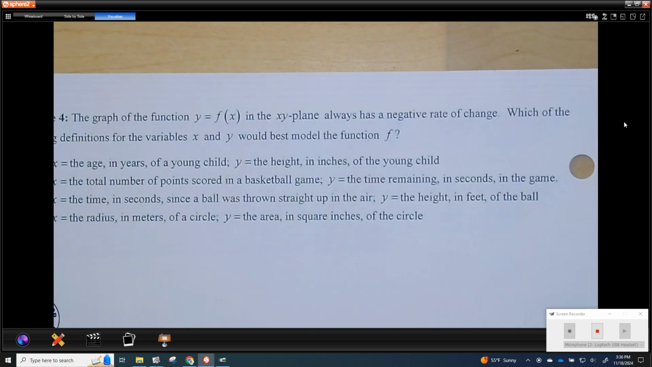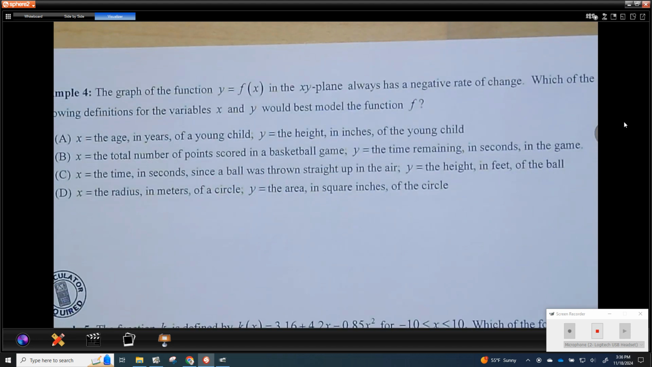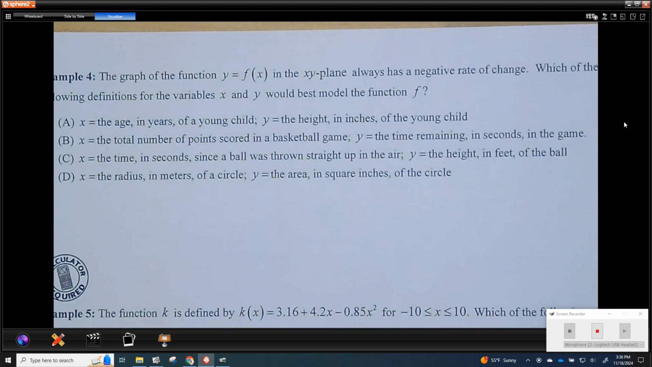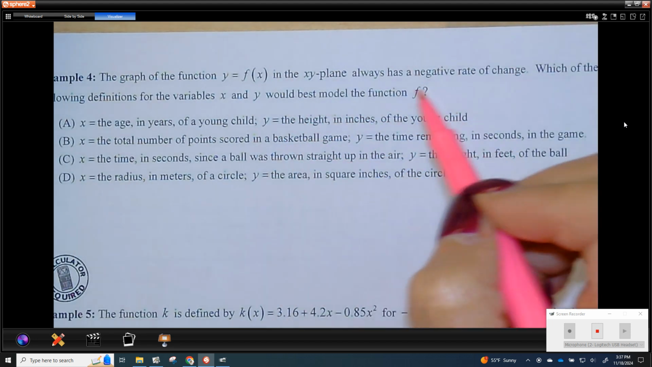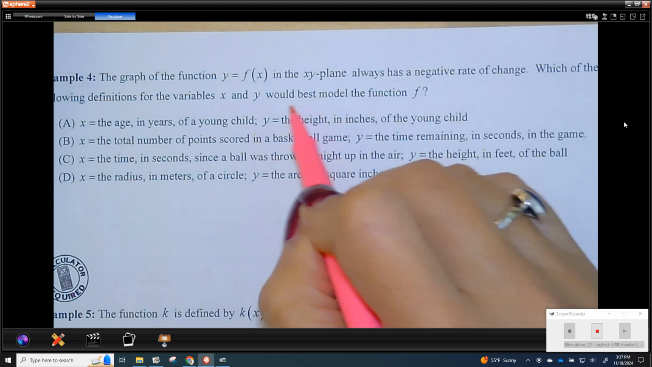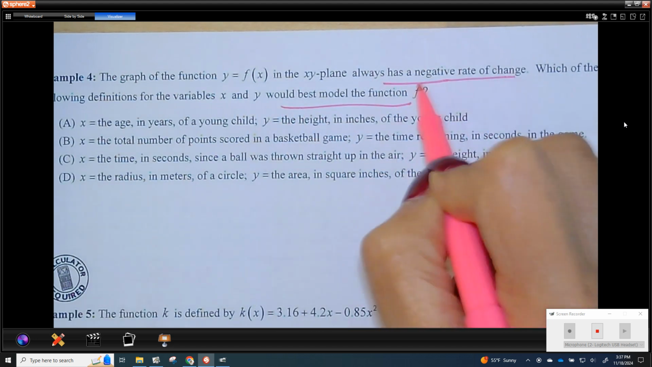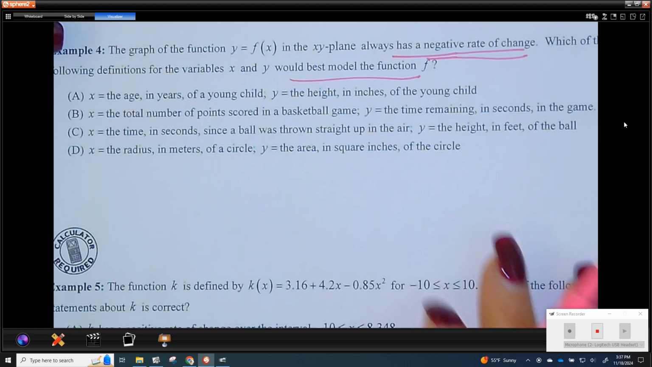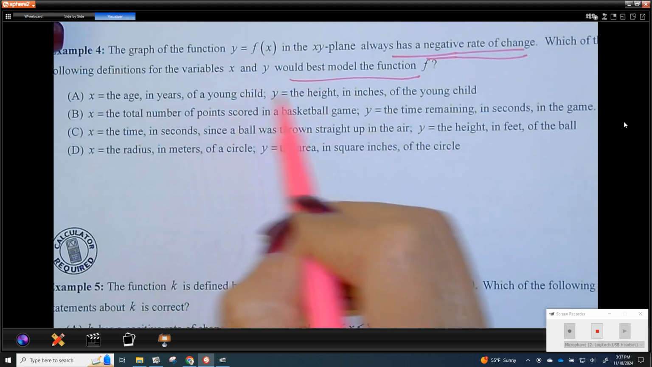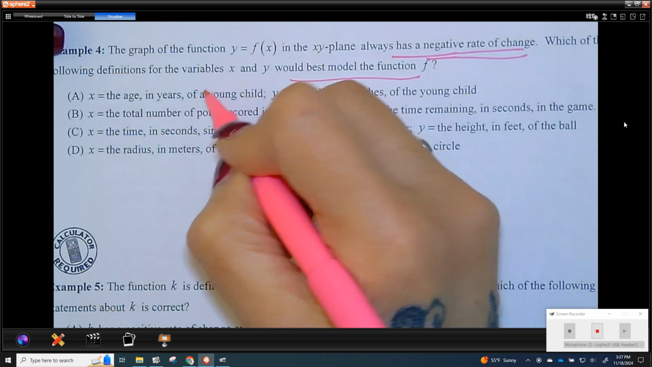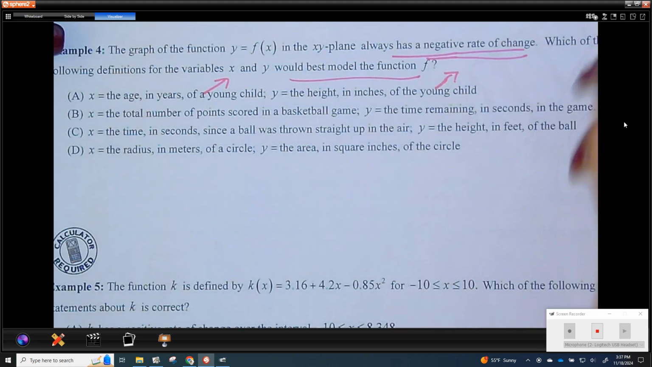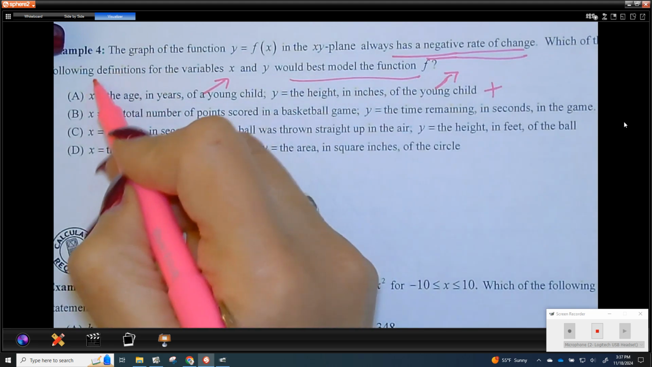Example 4. The graph f of x always has a negative rate of change. Which of the following would be a good model? Which of the following definitions for x and y would best model the function always having a negative rate of change? So the age of a young child and the height of the young child. As age goes up, our height goes up. So that's going to be a positive. That's not a negative rate of change.